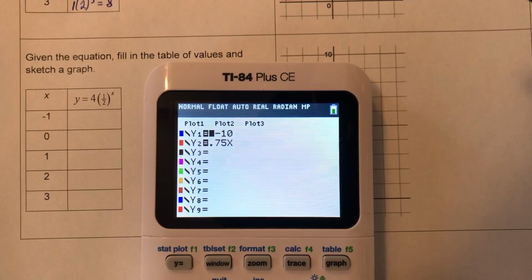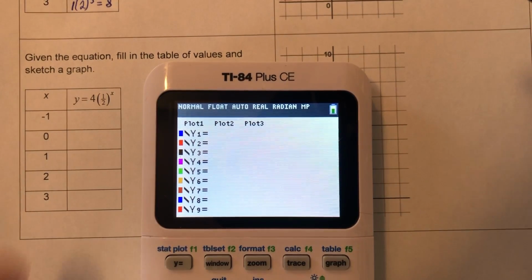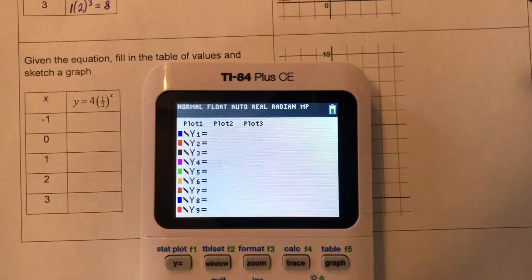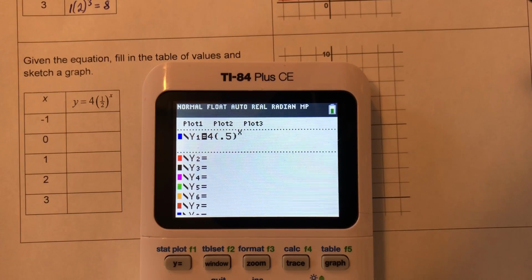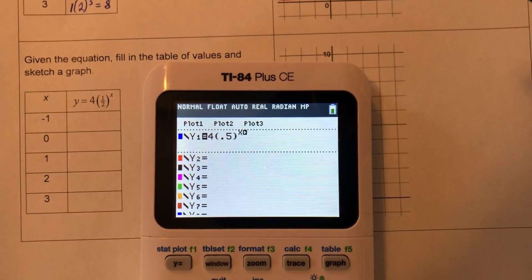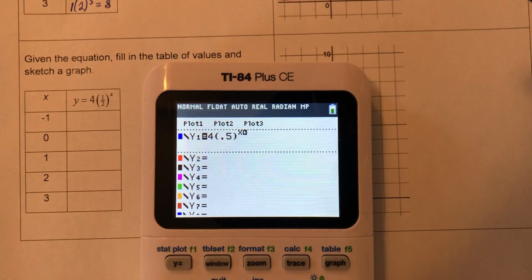Let's press y equals, and if you have anything in there, clear it out. And we're going to type that, exactly that. So 4 and then 1/2, I'm going to use 0.5, to the x power. So 4 times 1/2 to the x power. And I want to know the y values that are outputs when I plug in these for inputs.